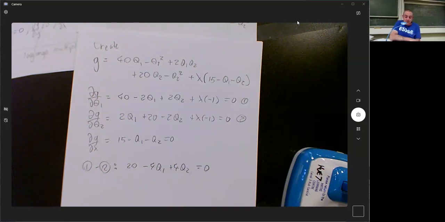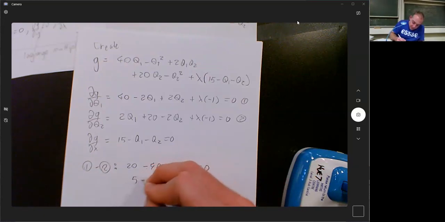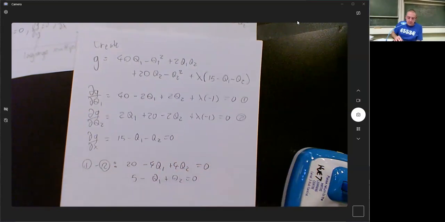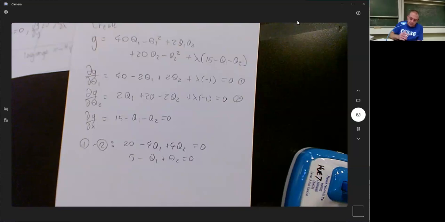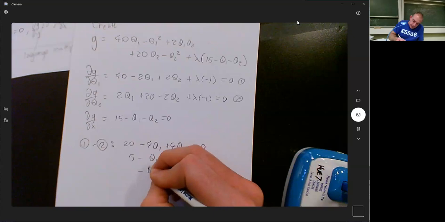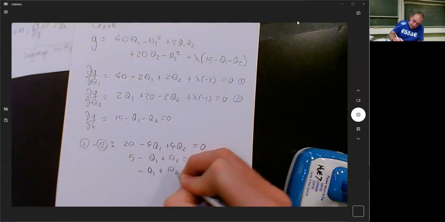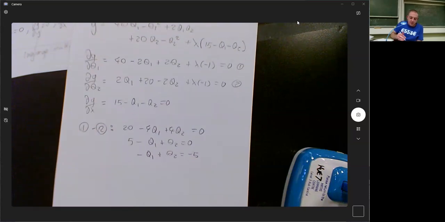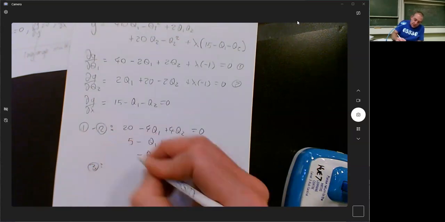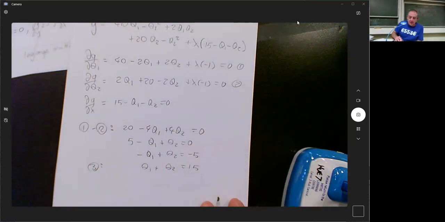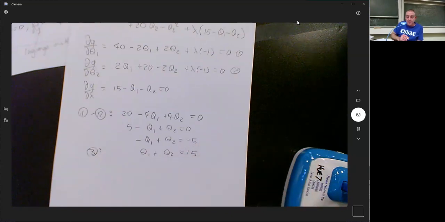That is very pleasant, actually. I can divide everything by 4. That's even better. So minus q1 plus q2 is minus 5. Awesome. So if I combine this with, from number 3, I've got q1 plus q2 is 15. So now if I add those two together, I'll get 2 lots of q2 is 10.